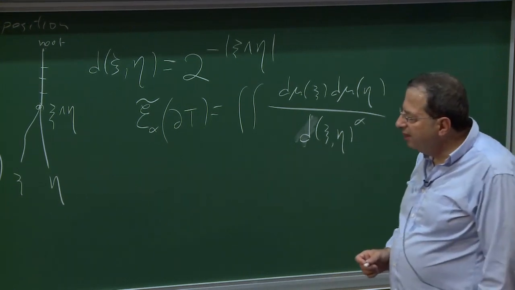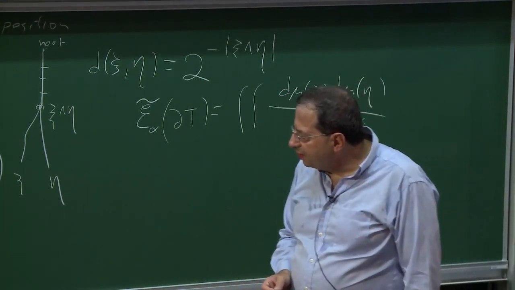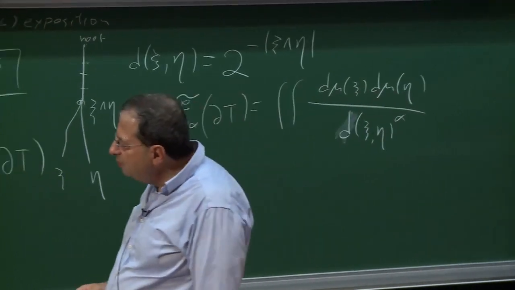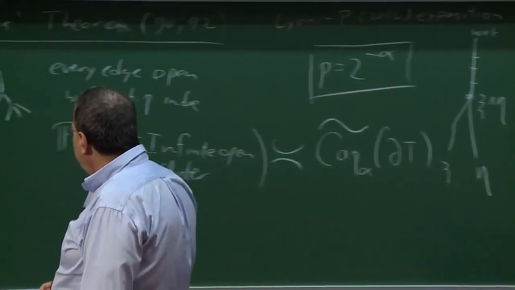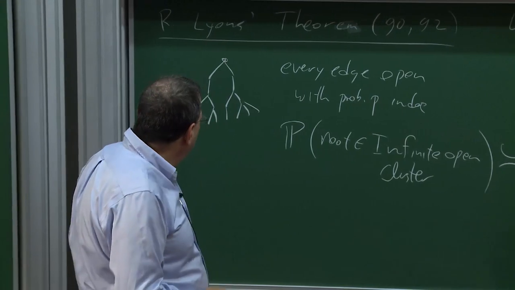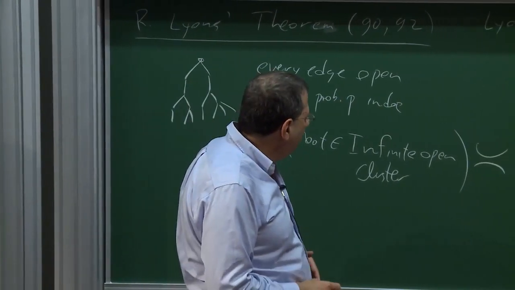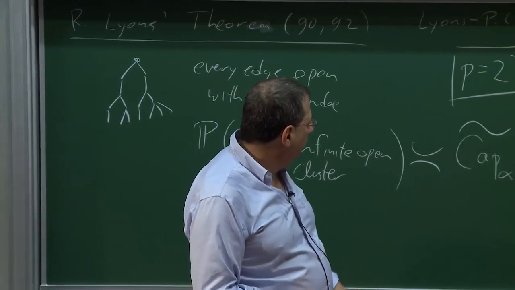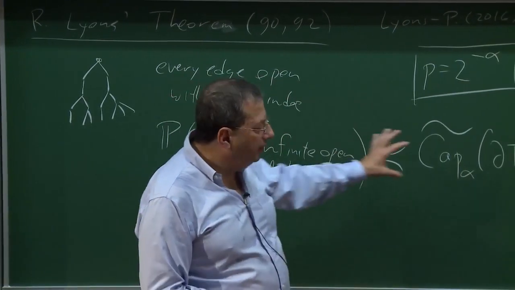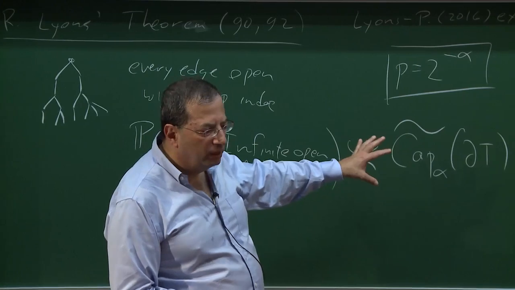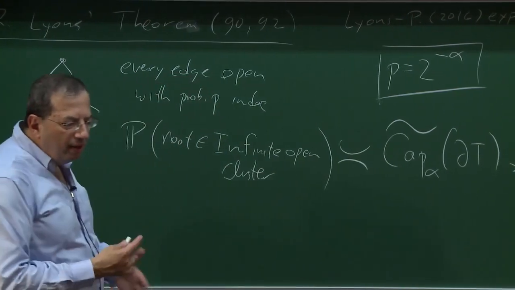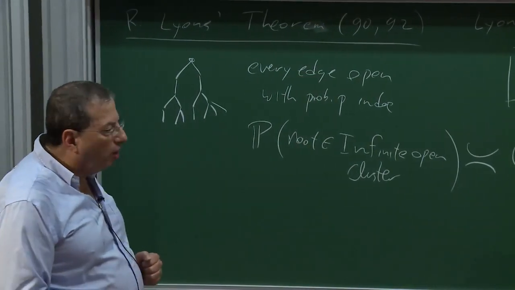Okay, so this is the alpha energy. This is Lyons' theorem. Again, in this theorem also, one direction is easy to show: the probability is at least the capacity, as a second moment argument. The other direction needs some kind of a Markov property.